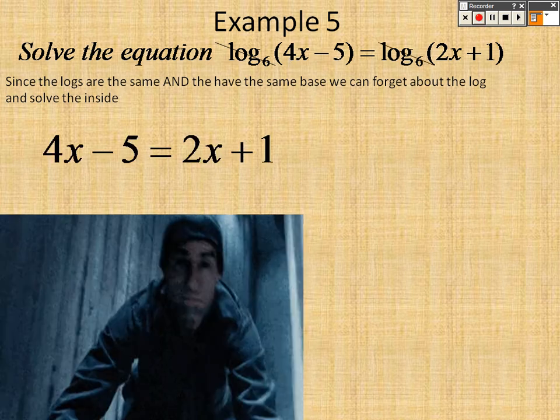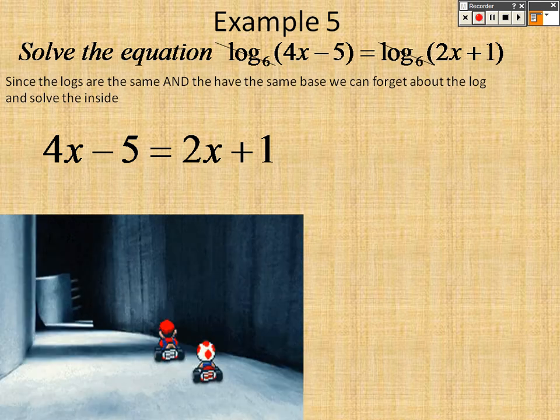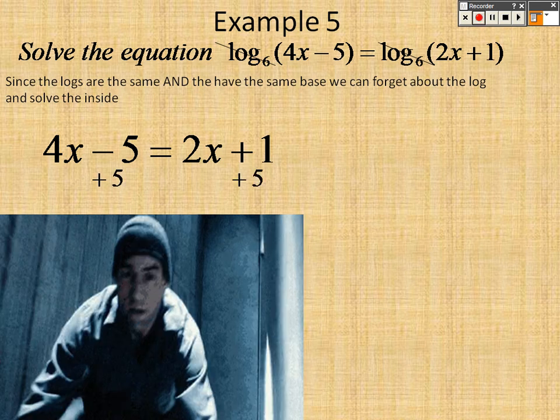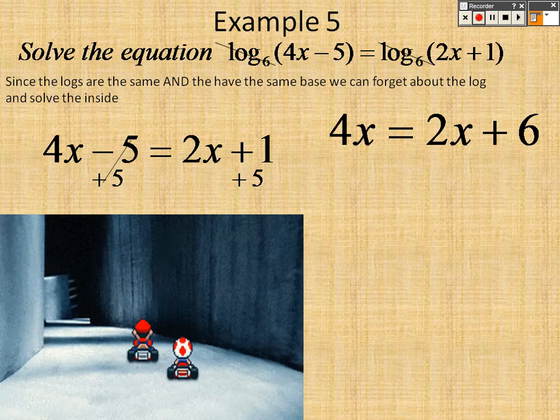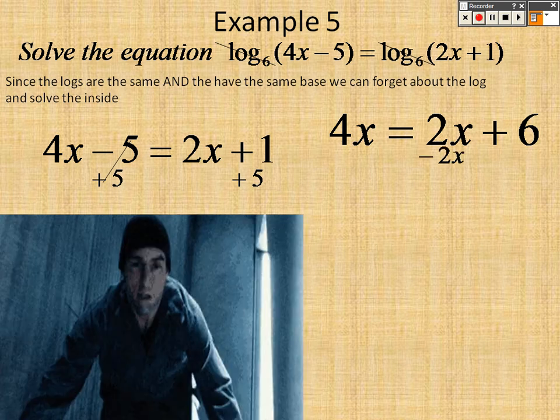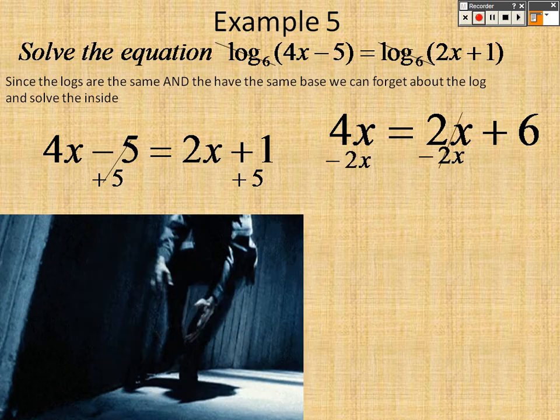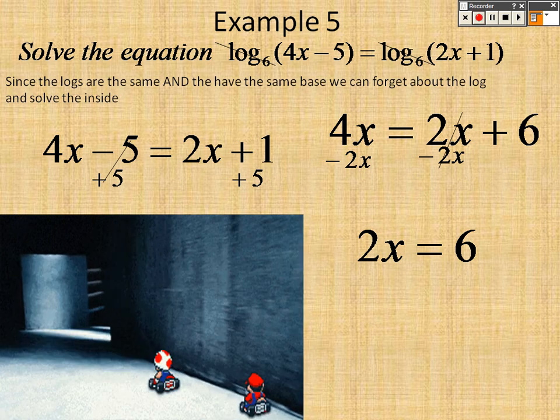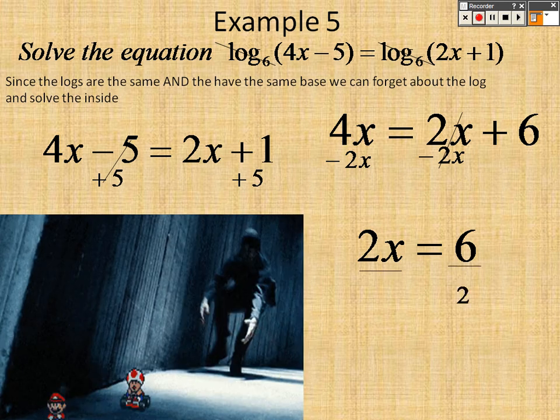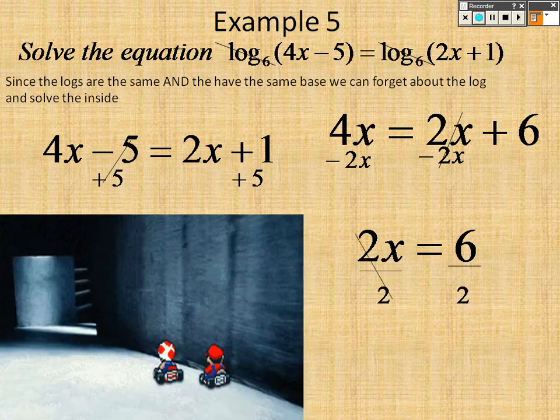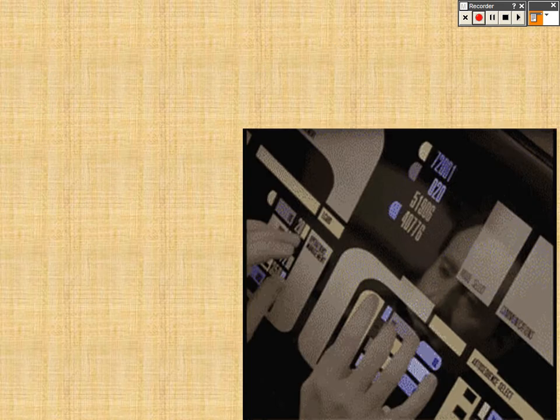So it's just 4x minus 5 equals 2x plus 1. So I would add 5 to both sides to get 4x equals 2x plus 6. I'd subtract 2x on both sides to get 2x equals 6. Then I would divide both sides by 2, and we get x equals 3 as our answer.